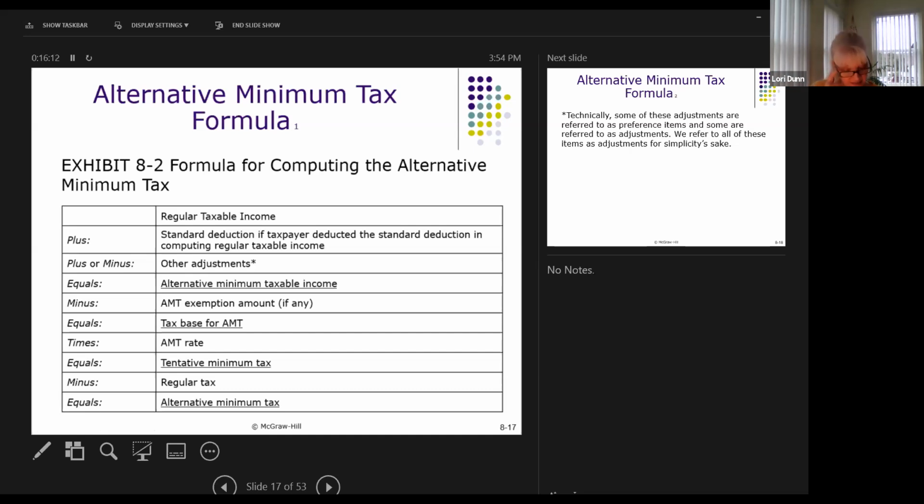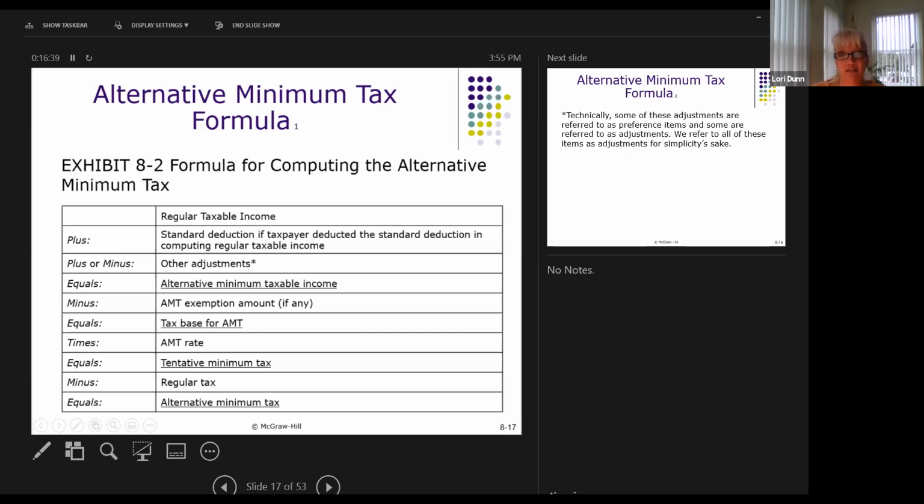Let's say instead that tentative minimum tax came out to be $30,000. Well, now we would take the $30,000 alternative or tentative minimum tax, subtract her regular tax of $27,392, and add an additional alternative minimum tax on Schedule 2, $2,608.